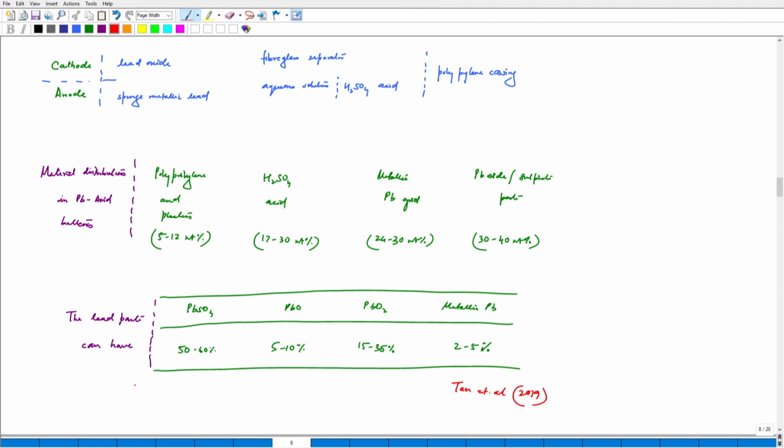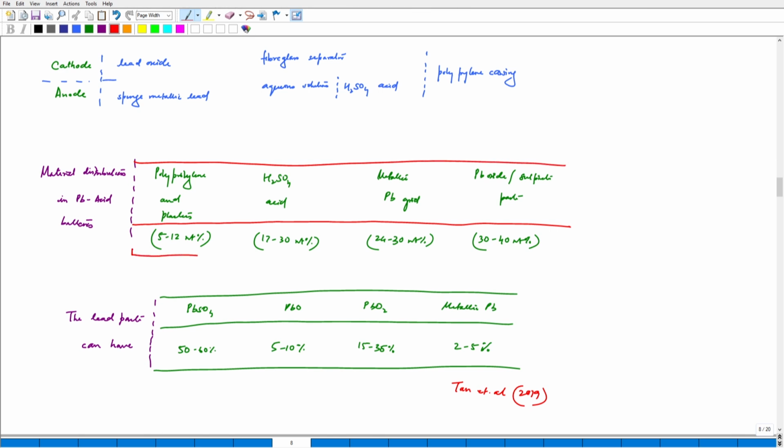So we see that even inside a battery we have different categories, and these categories can have different chemical compositions, and we have different materials. So we have a casing, we have an electrolyte, we have the anode and the cathode. The paste can have its own internal divisions: PbSO4, PbO, PbO2 and lead. Now using this composition we are going to devise our pyrometallurgical or hydrometallurgical route of recycling.